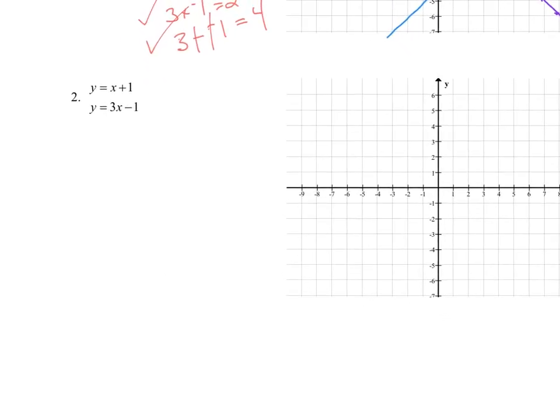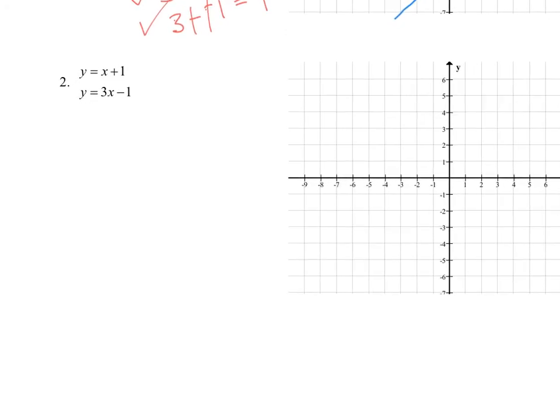Alright, now we're going to look at number 2. These are two equations in slope-intercept form. So we're first going to be plotting y equals x plus 1. If you recall, we plot the y-intercept. Our y-intercept is 1, and our slope is 1, because there's a little 1 sitting right in front of that x. You just don't see it. So remember, slope is rise over run, so it's going to be 1 over 1.